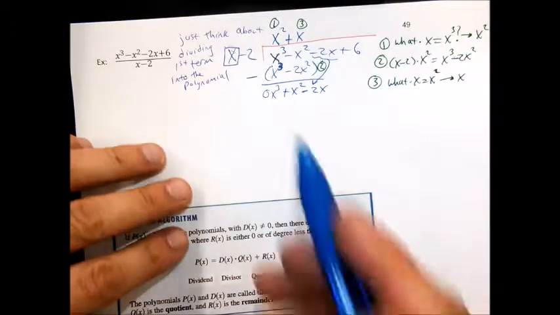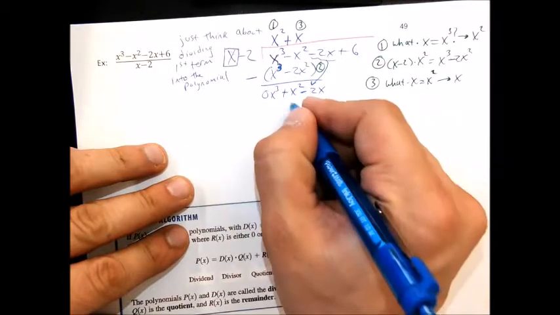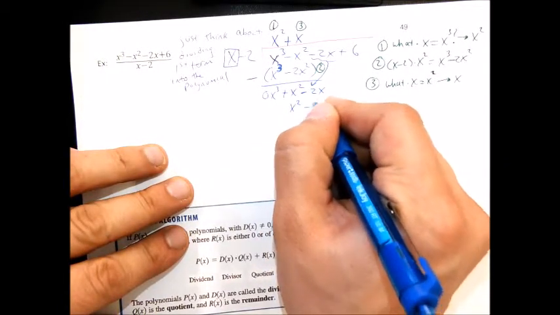And then you multiply back through. So x multiplies into the x minus 2. And we get x squared minus 2x.